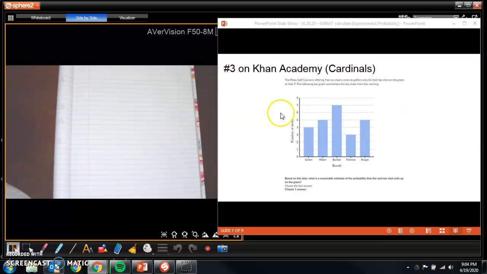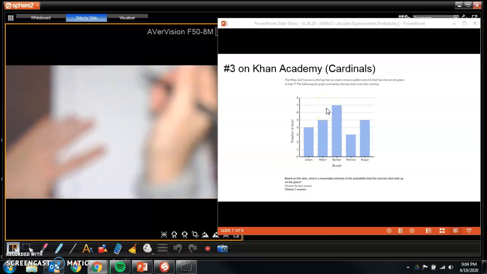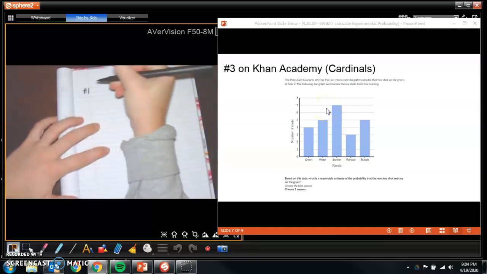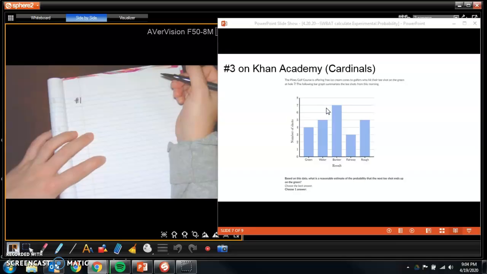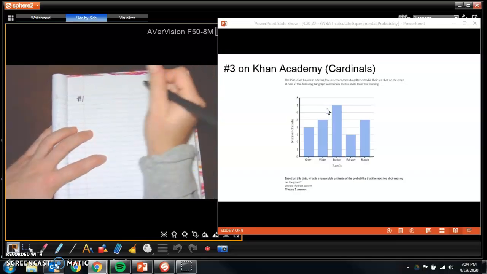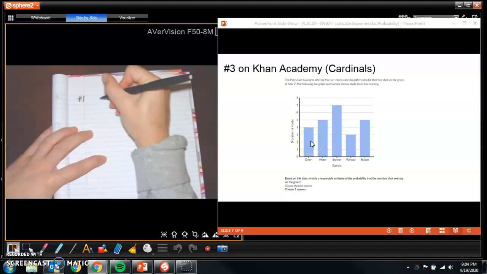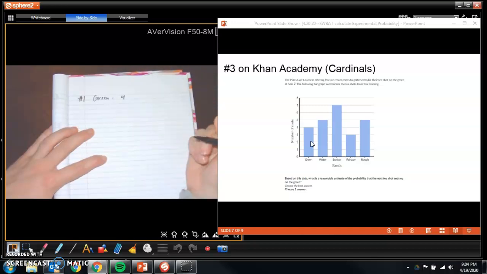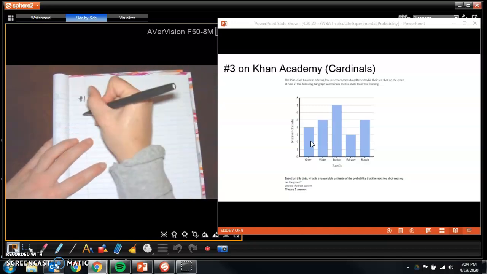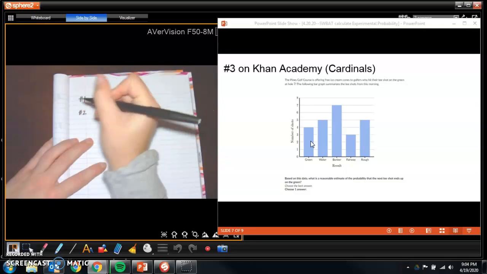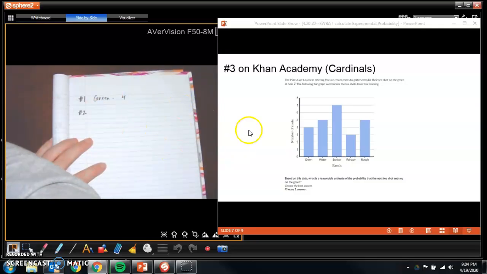Okay, so we're going to use this bar graph to figure out our criteria for success. So criteria for success number 1 is identifying the favorable outcome. Well, the favorable outcome is green. So looking at this bar graph, I know that green had 4 occurrences. Moving on to criteria for success number 2, if I'm trying to figure out the total number of outcomes, I'm going to use the bar graph to determine those values.